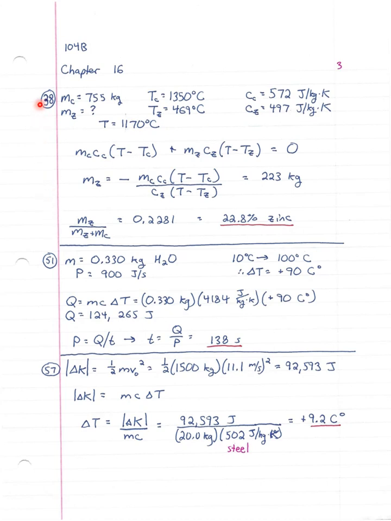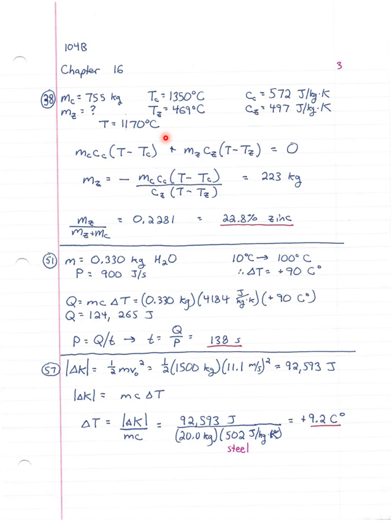Now let's go up to the top to see what we need to do. We're given the mass of copper, temperature of the copper, specific heat of copper. We don't know the mass of the zinc. The question says just that the manufacturer adds molten zinc. We don't know the mass of the zinc. We know the temperature of the zinc, we know the specific heat, and we know the equilibrium temperature.